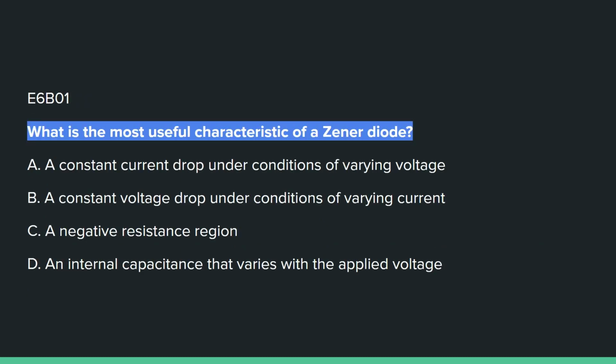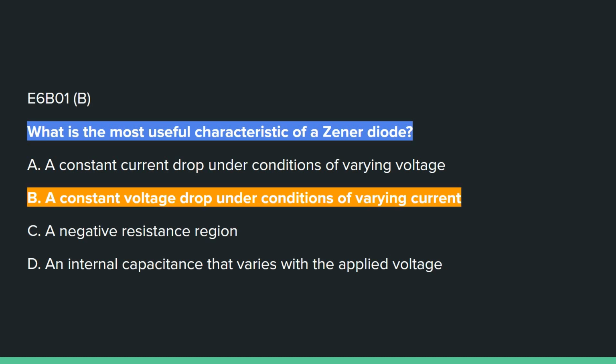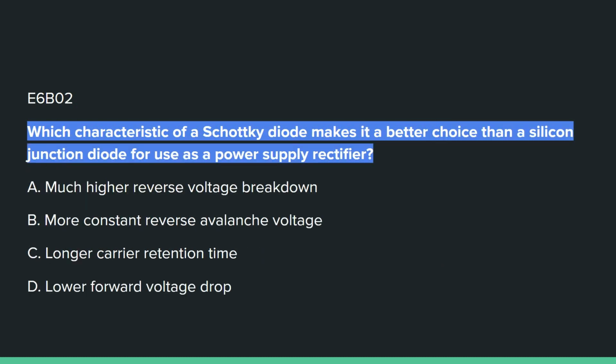E6B covers diodes. E6B01, what is the most useful characteristic of a Zener diode? B, constant voltage drop under conditions of varying current. E6B02, which characteristic of a Schottky diode makes it a better choice than a silicon junction diode for use as a power supply rectifier? D, lower forward voltage drop.